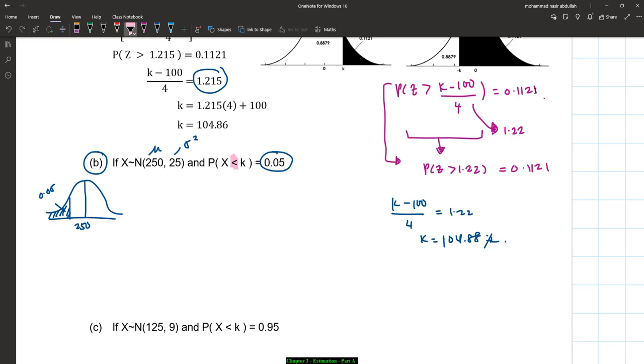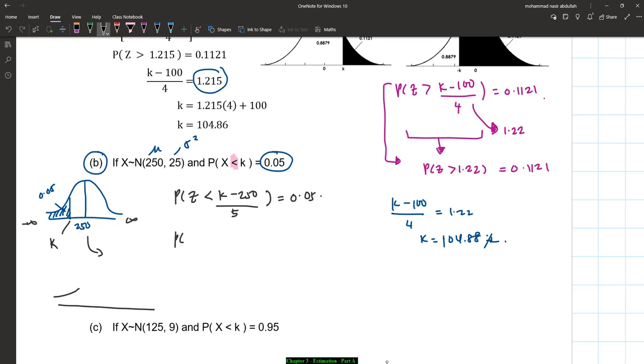Okay, so now we want to find the value of k. So this is k, right? From negative infinity to infinity. So the probability of x less than k, we convert, so z less than k minus 250 divided by the square root of 25, which is 5, is equal to 0.05. So we translate it into the z distribution, right? The probability in the z distribution is actually the same thing, supposed to be the same value.